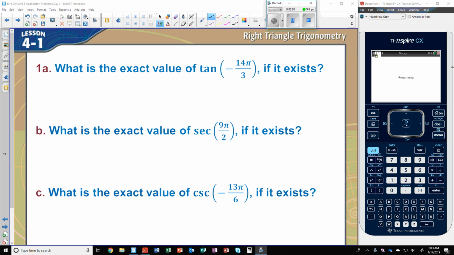Chapter 4 and 5 application problems. What is the exact value of tangent negative 14 pi over 3 if it exists?